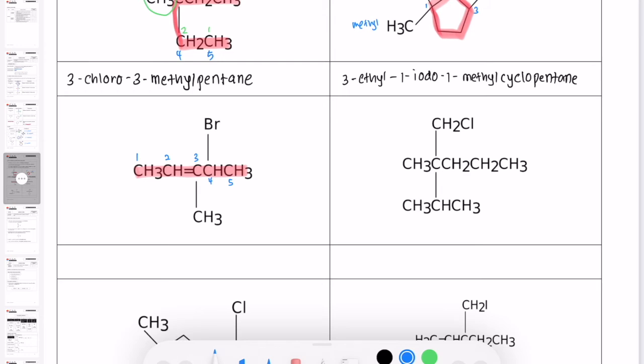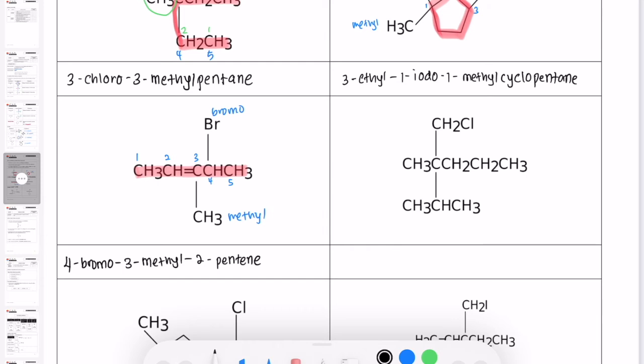So macam mana kita nak tulis dia? So ini bromo dan ini metil. Maka kita akan tulis bromo terlebih dahulu. 4-bromo, 3-methyl, 2-pentyne. Okay, 2-pentyne.